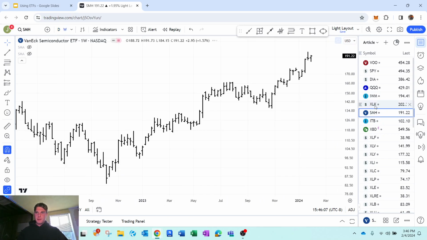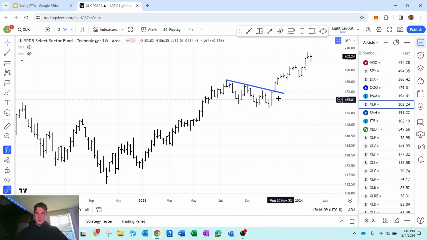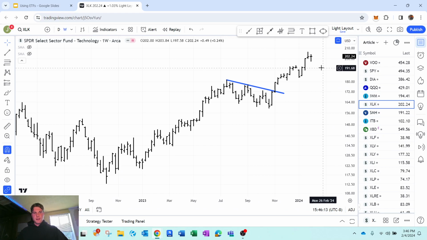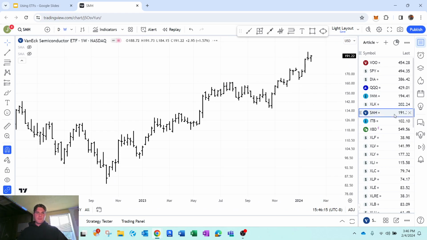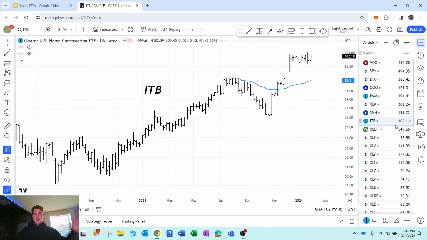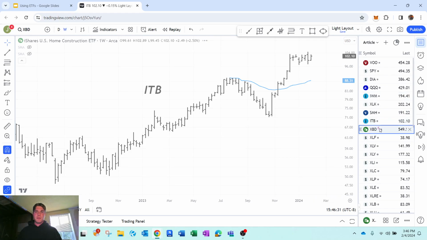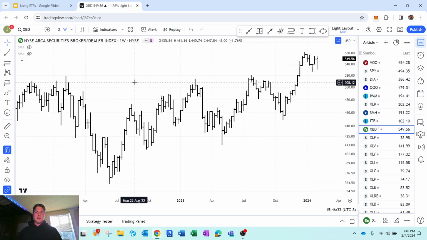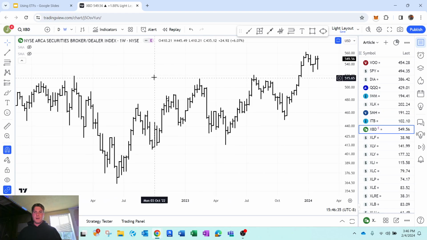And then let's take these to a weekly chart. So you can see the XLK been making a series of higher highs and higher lows ever since it bottomed out in September of 22. Same thing with SMH. And then ITB, we get the same sort of thing. Everything's been going higher this whole time, so it leads you to believe that the economy and the stock sector as a whole is going to do well. And then here's broker dealers. Again, everything is pushing against new all-time highs and looking to break out even more.